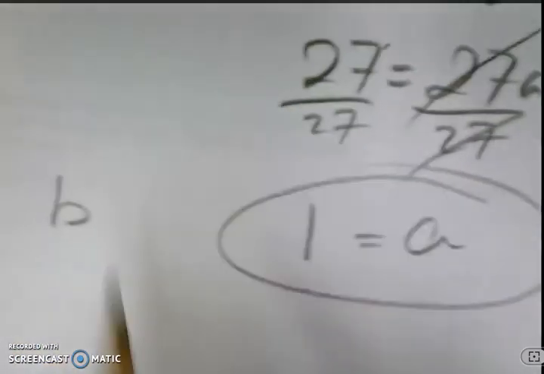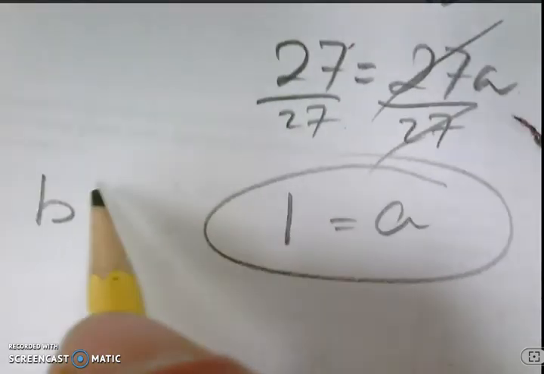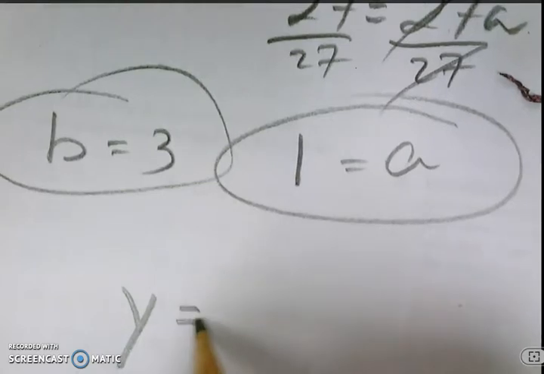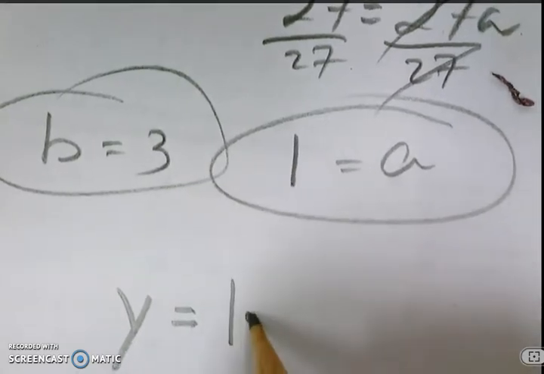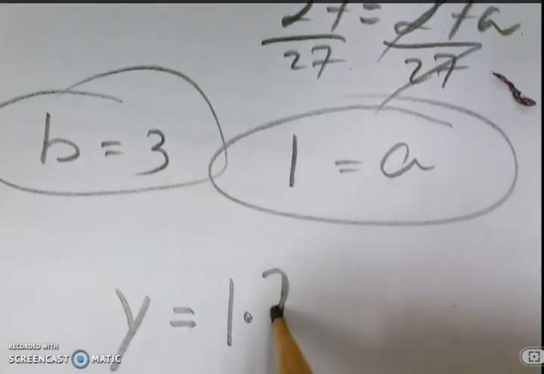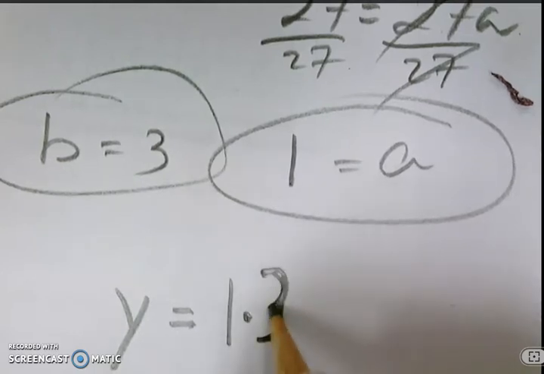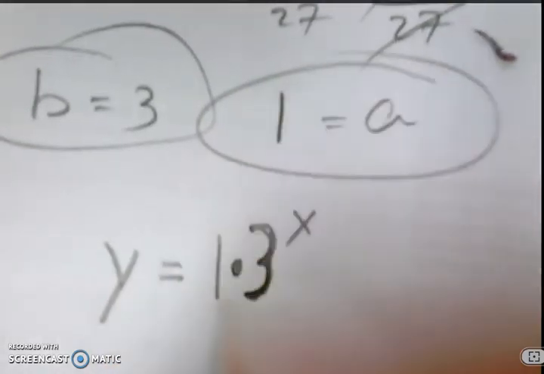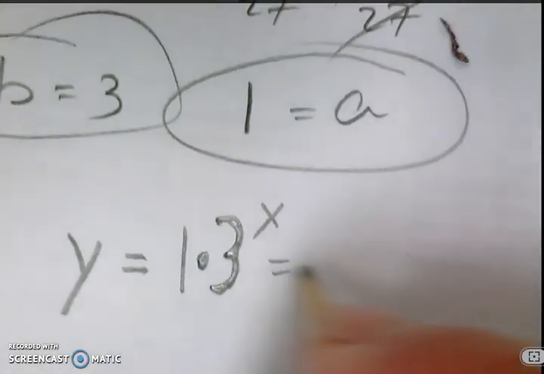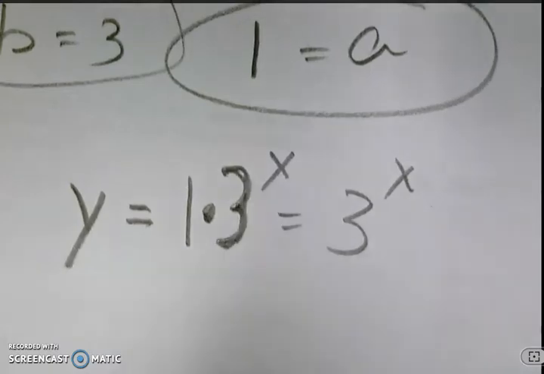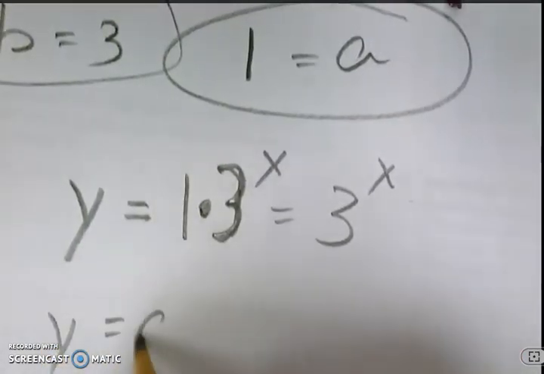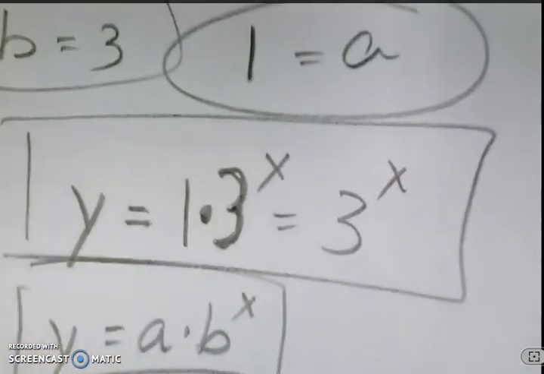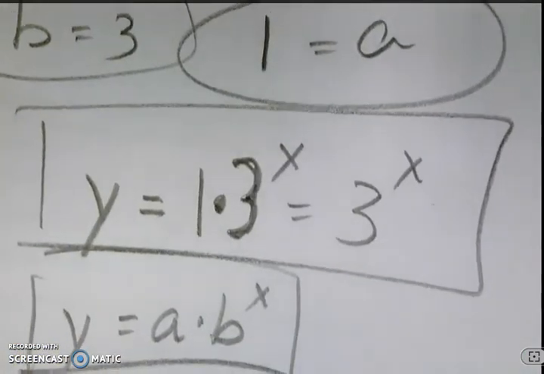We already knew b was 3. We saw that in the first part. So your general equation now is y equals a is 1, b is 3, to the x. That's 1 times 3 to the x, or just 3 to the x. But you might want to leave the 1 there, because what we're doing is a times b to the x. That's our general formula, and there's our answer.